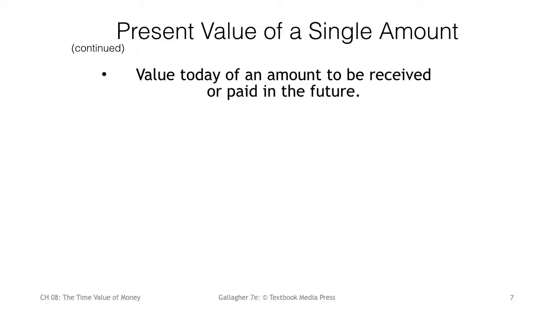So again, present value is discounting backwards from a future amount, and it's a division problem. So, future value times 1 divided by 1 plus the interest rate to the nth degree, where n is the number of time periods that we're talking about.